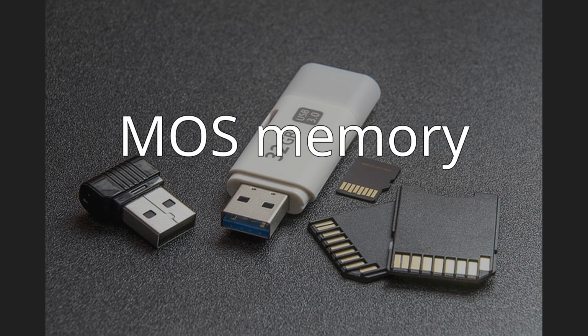MOS memory overtook magnetic core memory as the dominant memory technology in the early 1970s. The two main types of volatile random access memory, RAM, are static random access memory, SRAM, and dynamic random access memory, DRAM. Bipolar SRAM was invented by Robert Norman at Fairchild Semiconductor in 1963, followed by the development of MOS SRAM by John Schmidt. SRAM became an alternative to magnetic core memory, but required 6 MOS transistors for each bit of data.